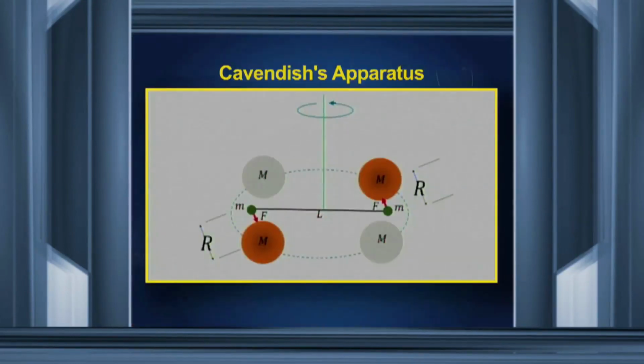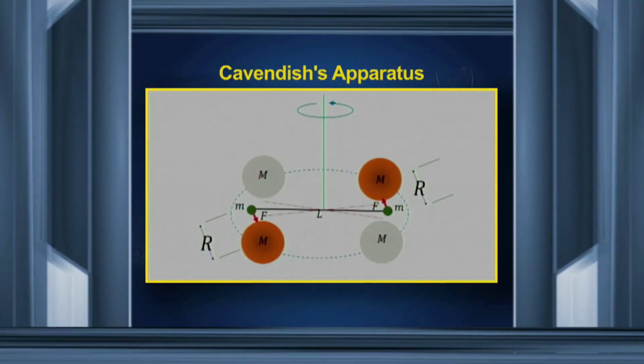Again, let us look at this. This is the beam, and these are the positions of the masses. The distance between the large mass and the small mass is r, and the length of the beam is L. It is suspended by a fiber or by some thread, and you can see that when the balls are in this position, the beam is deflected in this direction. When the balls are in the opposite position, the beam is deflected the other way.